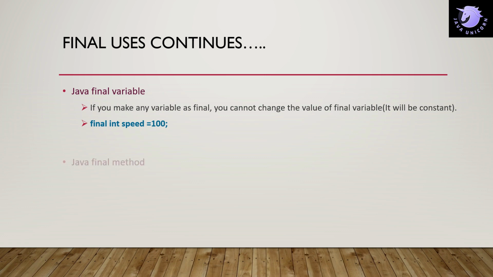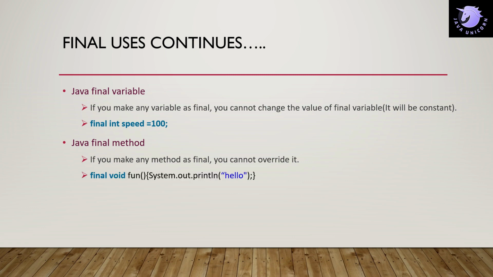Okay, the second use of final is that we can declare a method as a final method. That means that method cannot be overridden. Whenever you want to prevent a method from being overridden in a child class, declare that method as final in the parent class. Like in this case we have a method fun which is declared as final, so this fun method cannot be overridden.